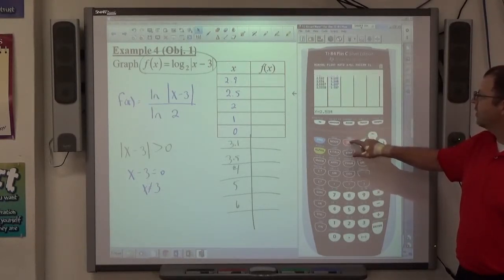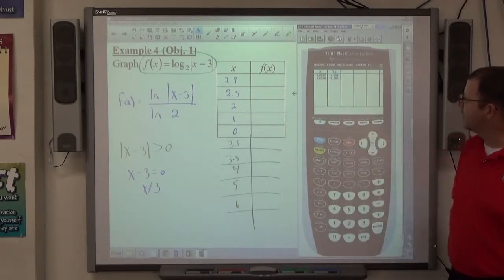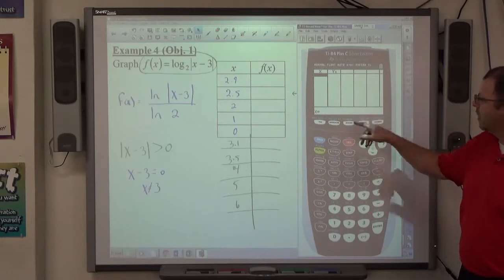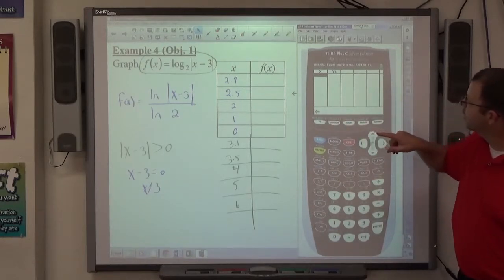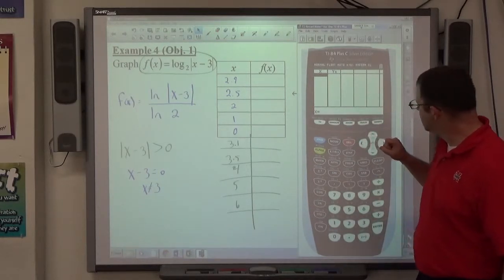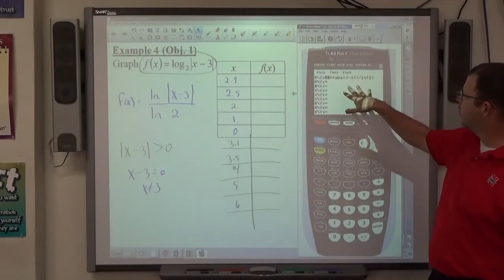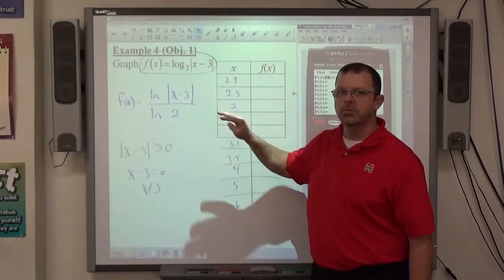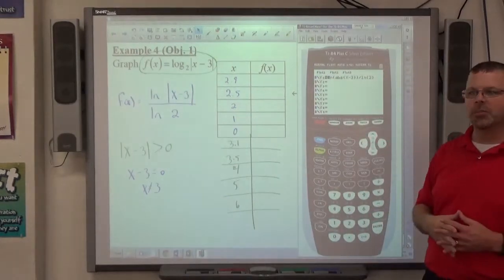But again, all this equation is doing, if you look at what I typed into y equals, is simply... I can get to it. Get to y equals. This is equivalent to what I have circled in green. It's actually what I have written in blue. They're equivalent because we use the change of base formula.